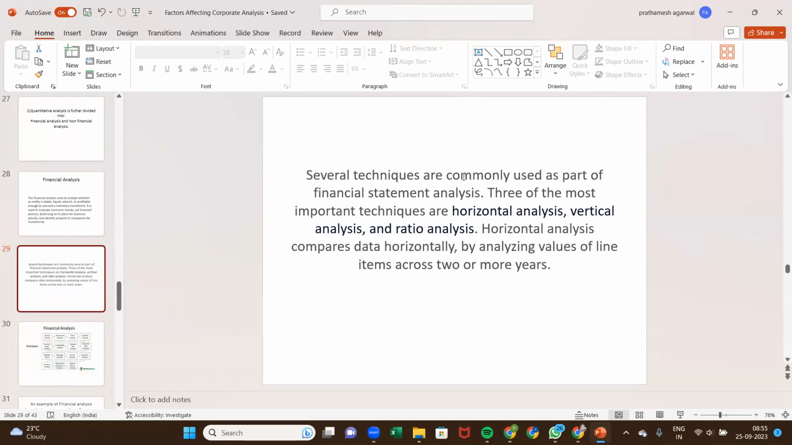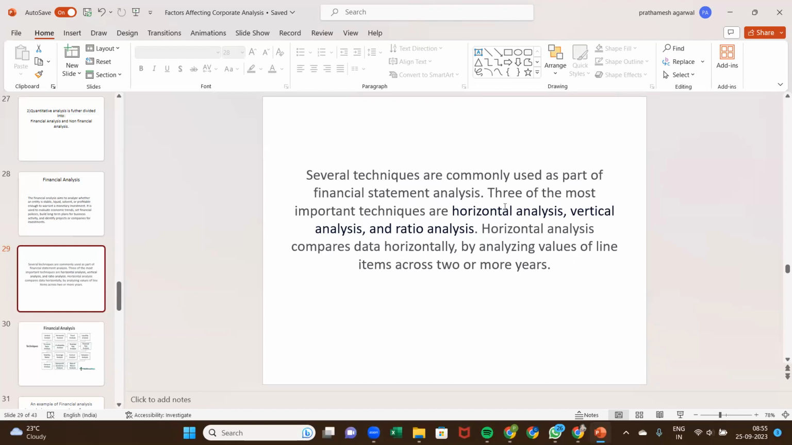Several techniques are commonly used as a part of financial statement analysis. Three of the most important techniques are horizontal analysis, vertical analysis, and ratio analysis. Horizontal analysis compares data horizontally by analyzing values of line items across two or more years.